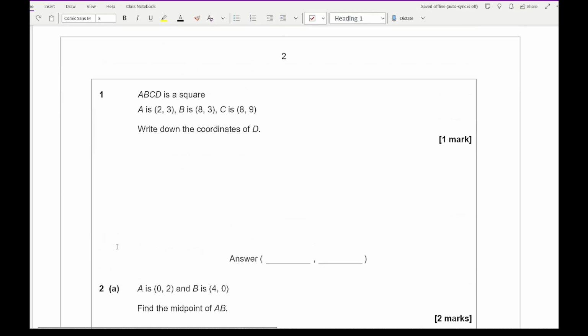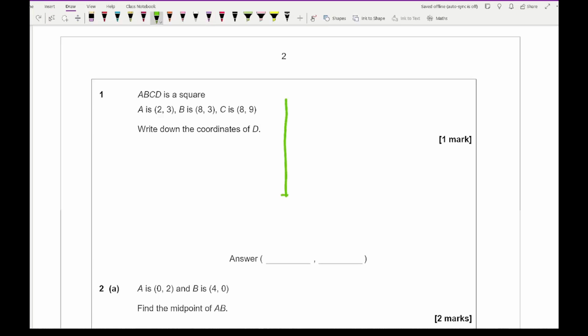So looking at question 1, it says ABCD is a square, A is (2, 3), B is (8, 3), and C is (8, 9). Write down the coordinates of D. Now in this particular question, it is only worth 1 mark, so it should be relatively quick. But also, if you are struggling to get to grips with this, then do not be afraid of simply drawing a mock set of axes and then just plotting where you think certain points would be.